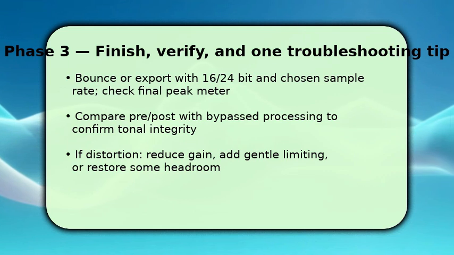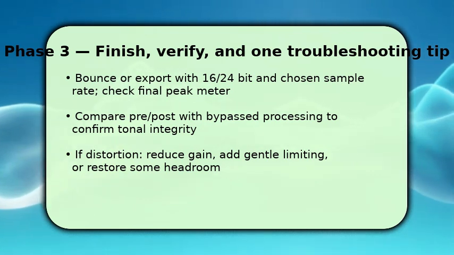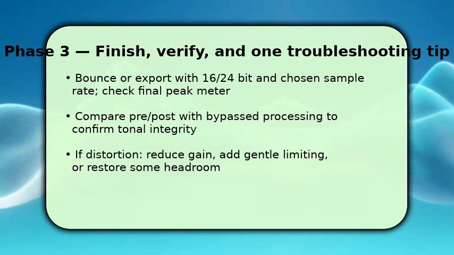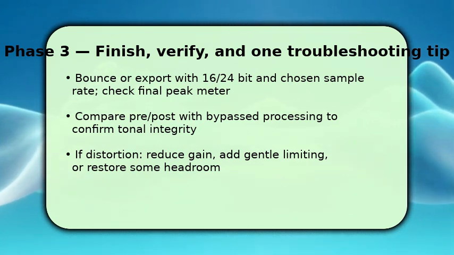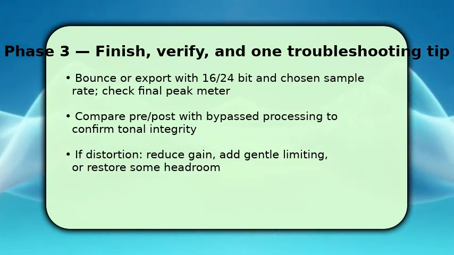If you hear distortion or artifacts, back off the applied gain, add a subtle limiter or lower the target by a few dB, and re-export. A quick troubleshooting tip: if peaks still clip, restore original region, increase headroom, then repeat normalization more conservatively.